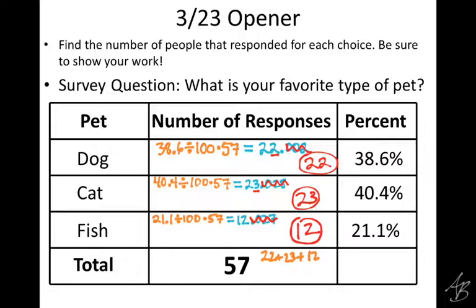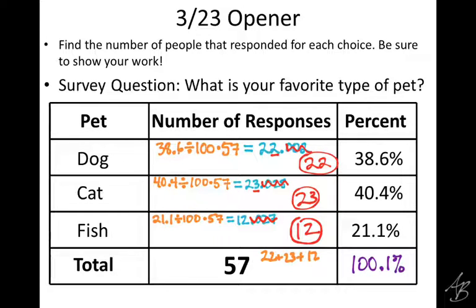And since all 57 responses are represented here, then that means that these percentages should add up to what? 100%. Or, like we said, close to 100%, right? And I think you guys are going to notice on this one what happens. What do we get? 100.1%. All right, why did we get that 0.1?